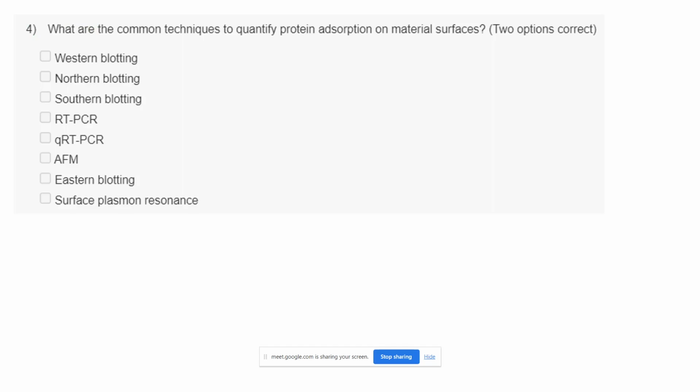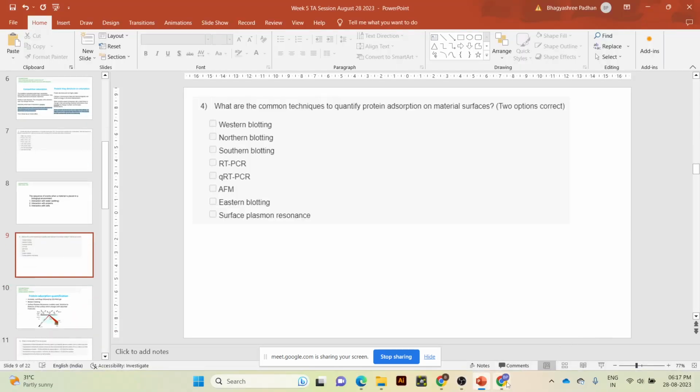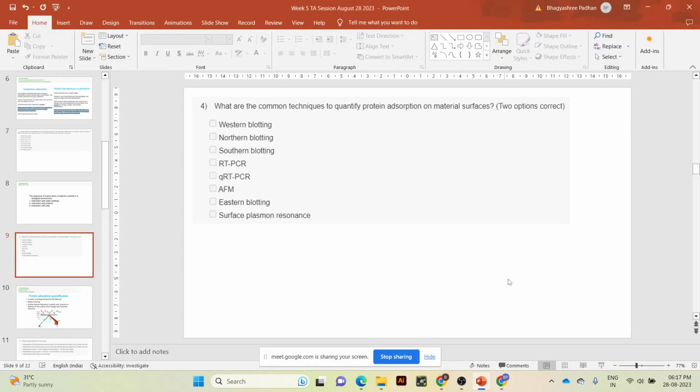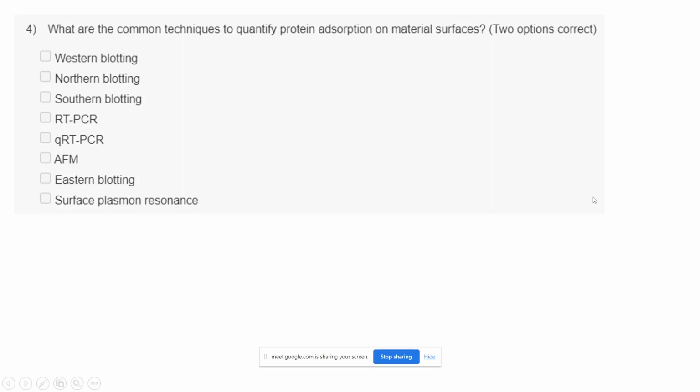Now the next question, what are the common techniques to quantify protein adsorption on material surfaces? You have to select two options: western blotting, northern blotting, southern blotting, RT-PCR, qRT-PCR, AFM, eastern blotting, surface plasmon resonance. What are the common techniques to quantify protein adsorption?